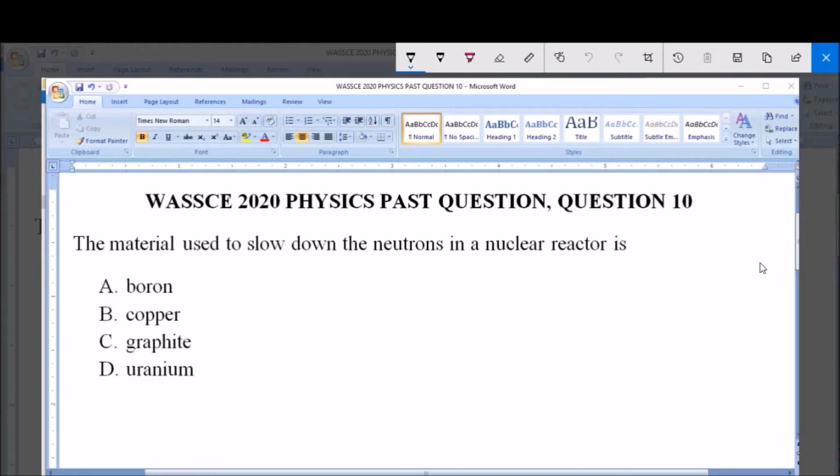I will be answering WASSCE 2020 Physics Past Question 10. The material used to slow down the neutrons in a nuclear reactor is A. Boron, B. Copper, C. Graphite, and D. Uranium. So we're asked to pick an option which is the material used to slow down nuclear reactors.